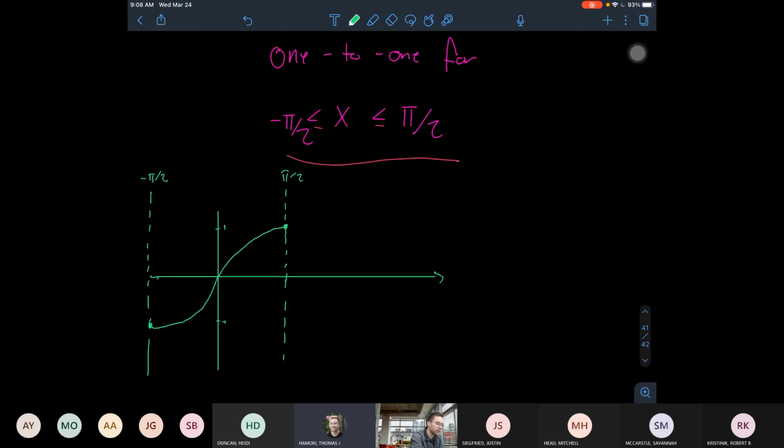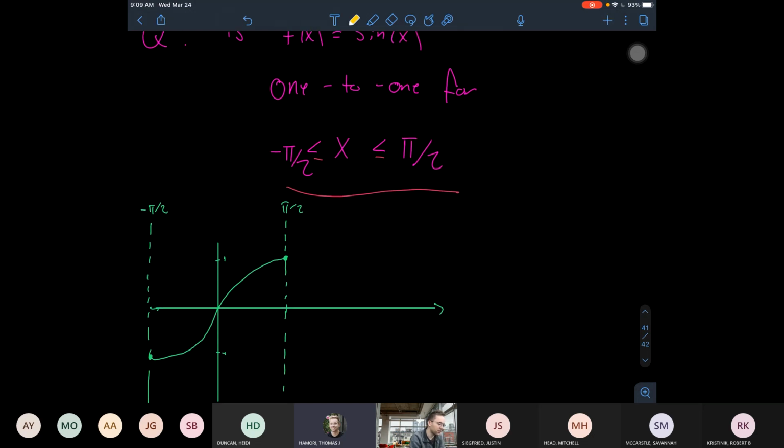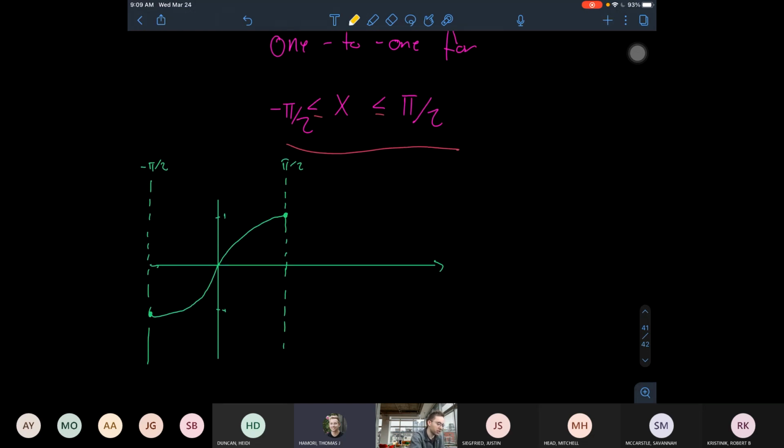And if we ask ourselves, is sine of x one-to-one in this region, and we don't consider any other regions, we just consider our horizontal line to go across this region and nowhere else. Well, when we move our horizontal line up and down, we can see that we only ever intersect this line at one single point. So we do pass the horizontal line test in this region. So the answer is yes, it is.